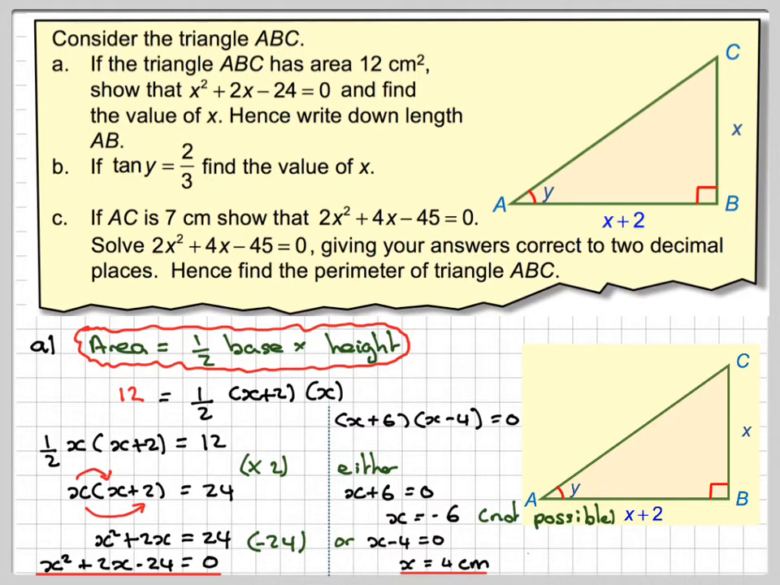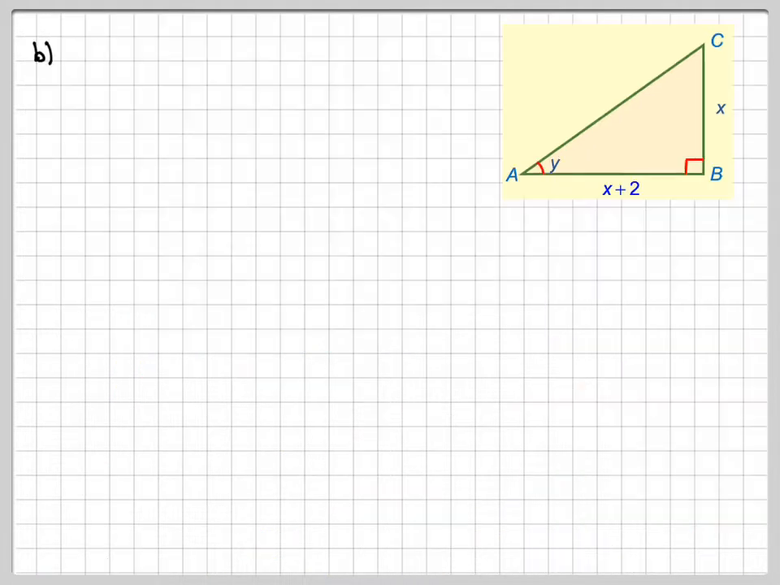That is possible. So when you do these, you've got to consider is the value suitable to answer the problem. Sometimes you get what's known as erroneous answers. Here we've got minus 6. We can't have a length which is minus 6. So we're asked to find the length AB. Length AB is x plus 2, so it's going to be 4 plus 2, my value of x, plus 2, which is 6 centimeters.